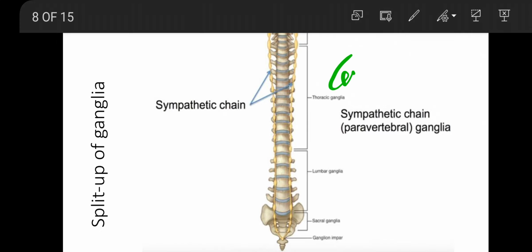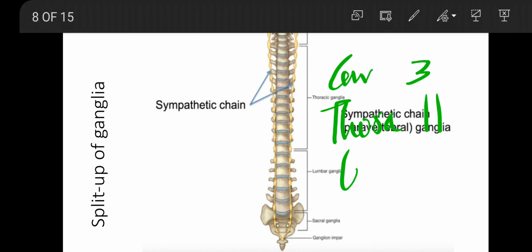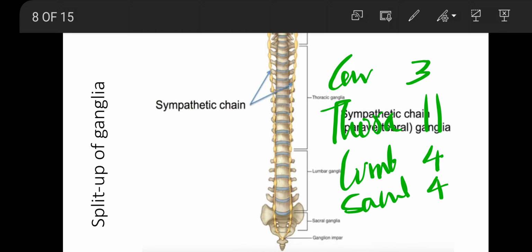So we have 3 ganglia in the cervical region, 11 ganglia in the thoracic region, 4 ganglia in the lumbar region, and 4 ganglia in the sacral region. The ganglionated chains unite in front of the coccyx to form a single ganglion, called the ganglion impar. So 3 in the cervical, 11 in the thoracic, 4 in the lumbar, 4 in the sacral, and 1 ganglion in front of the coccyx.